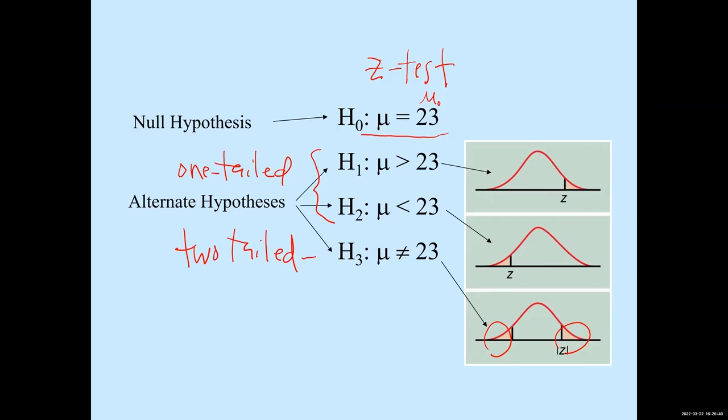So when we're finding our probability using our standard normal distribution, if we have a one-tailed alternate hypothesis, then we just find the value on the standard normal distribution and we're done, right? If we have a two-tailed hypothesis, we're going to find that probability and then multiply it times 2, right, because we want to include both ends of the distribution.